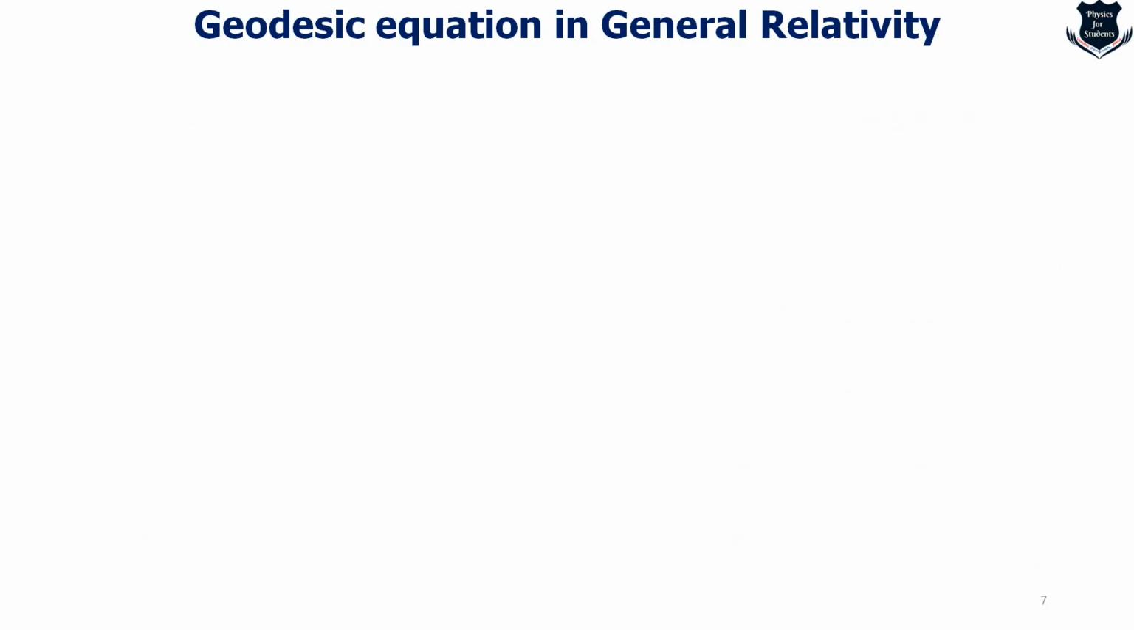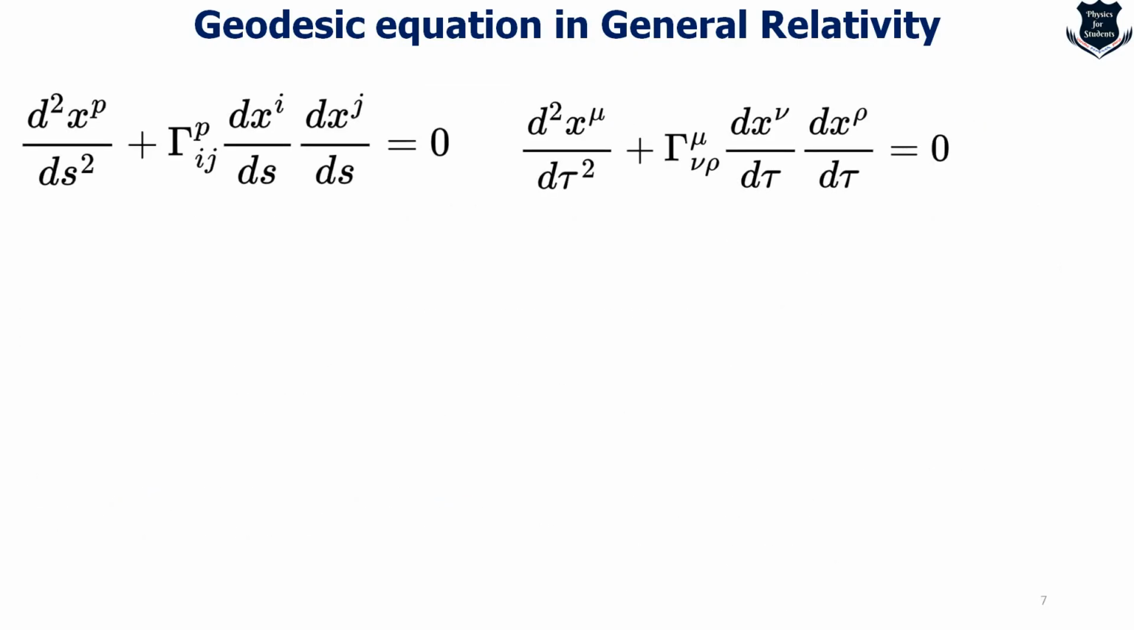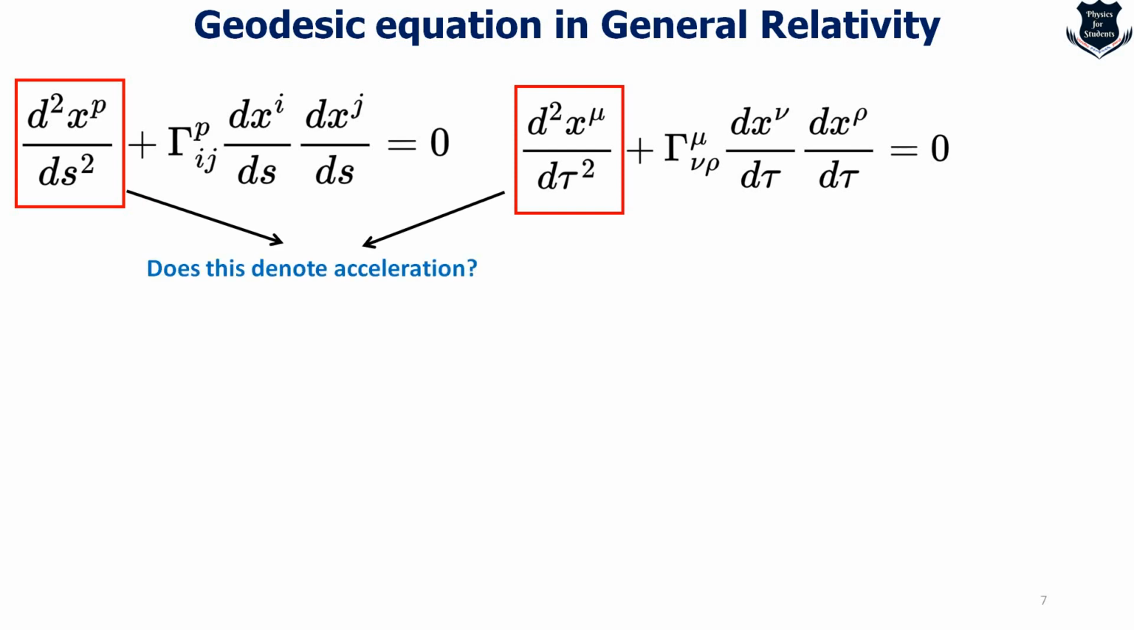Now once we revisit these two equations, there is something which you might think to be familiar, that of an acceleration, a second derivative with respect to time. So my question automatically would be, does this denote a kind of acceleration? Because if you go to Newtonian mechanics, the basic equation of acceleration would be something like this. It will have a second derivative with respect to time. But this is a big question: does this denote acceleration?